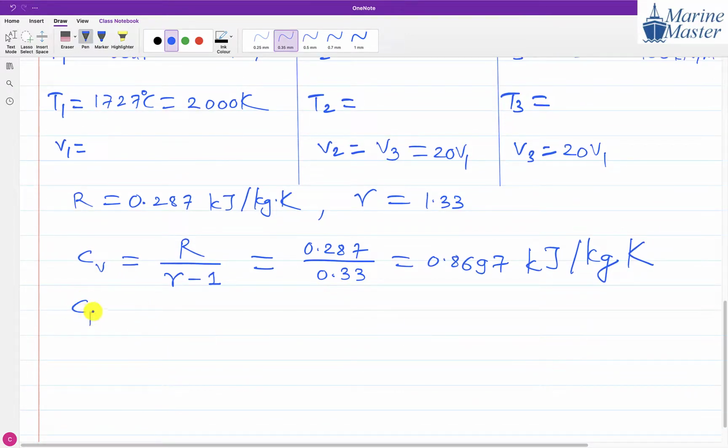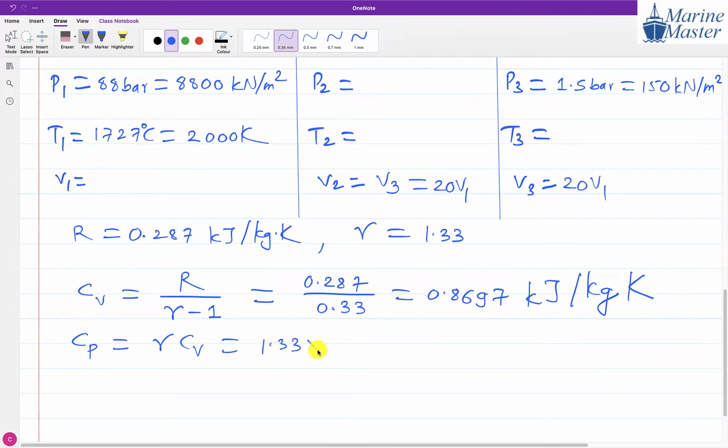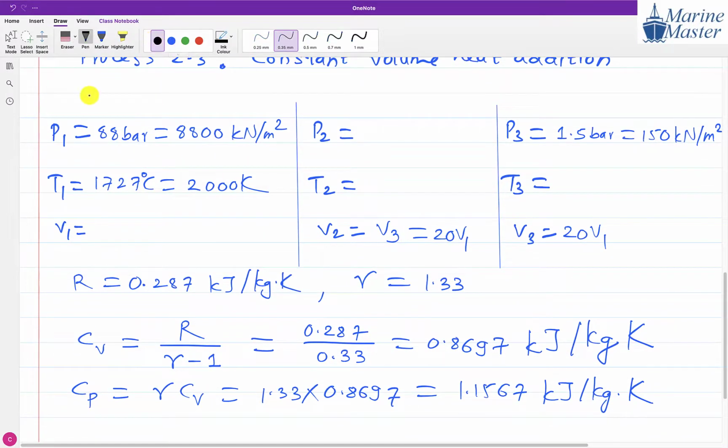Next, what will we calculate? Cp. Cp is gamma times Cv. Gamma is 1.33 and Cv is 0.8697. So 1.33 multiplied by 0.8697 will become 1.67 kilojoule per kg Kelvin. Before going further, this is for point 1, this is for point 2, and this is for point 3. Point means state here. So please complete this discussion before going further.